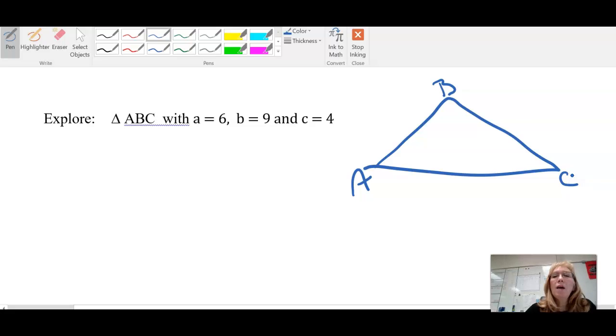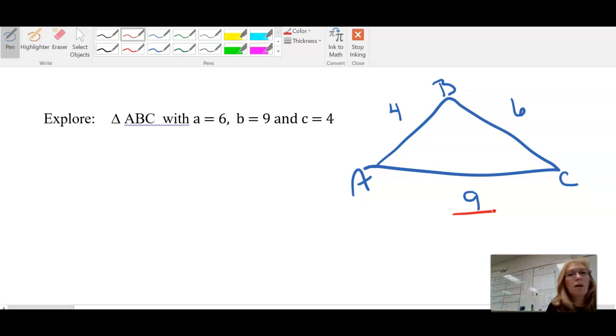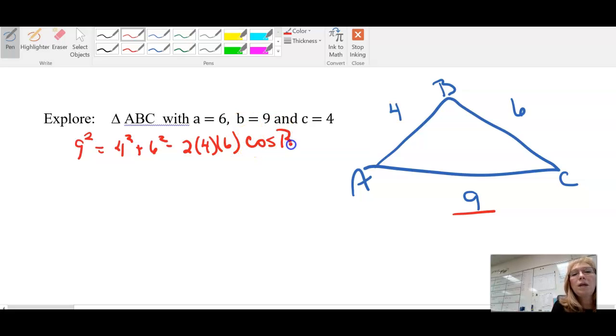So now when you look at this, we have A is 6, B is 9, C is 4. Again, B is the largest, so that's the one we find. So we start with 9 squared equals 4 squared plus 6 squared minus 2 times 4 times 6 times the cosine of B, because that was the largest angle. So now let's do our math. We get 81 equals 16 plus 36 minus 2 times 4 times 6, 48, cosine of B.